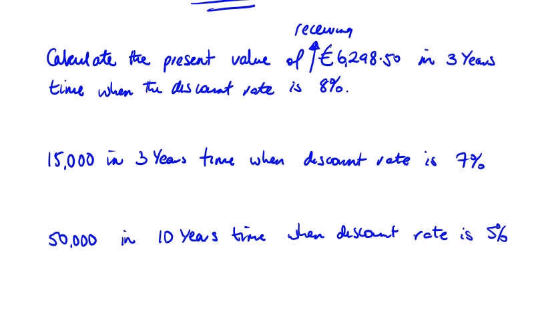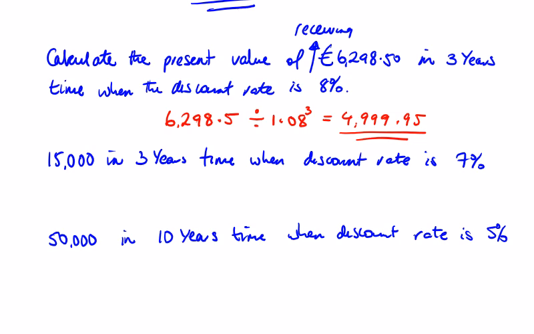Calculate the present value of receiving 6,298.5 in 3 years' time when the discount rate is 8%. So 6,298.5 divided by 1 plus the interest rate, which is 0.08, to the power of t, which is 3. And if you type that into your calculator, you're going to get 4,999.95, so we'd say 5,000, maybe round that off.